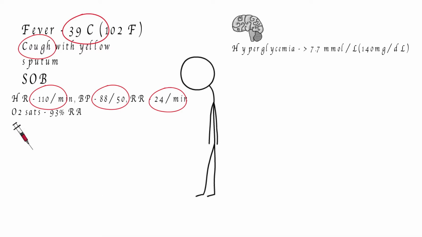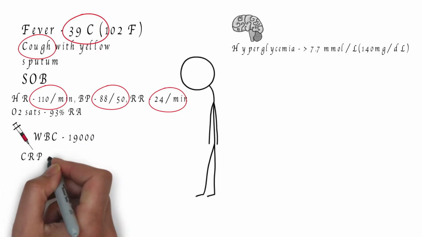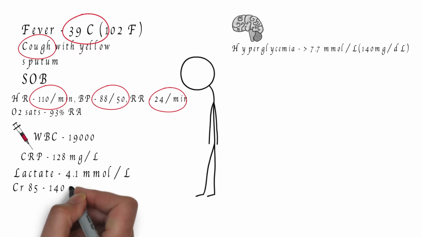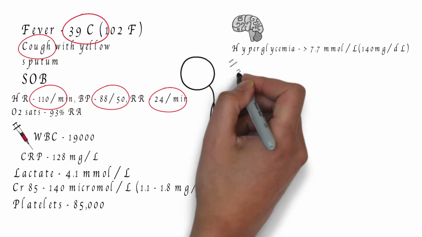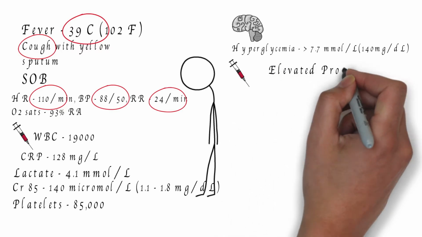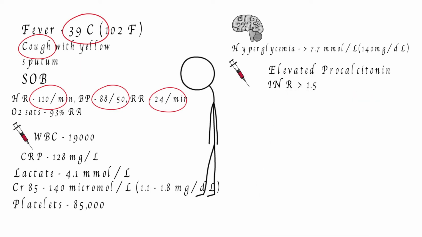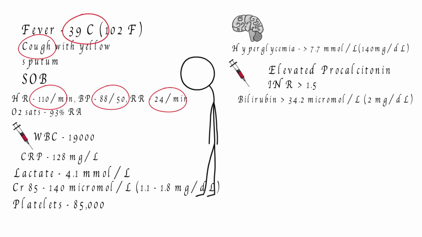Labs of this patient are as follows: high WBC count, high CRP, very high lactate, creatinine went up from baseline of 85 to 140, and low platelet count. Other labs which can be abnormal in sepsis are as follows: this high bilirubin is usually seen in severe sepsis.